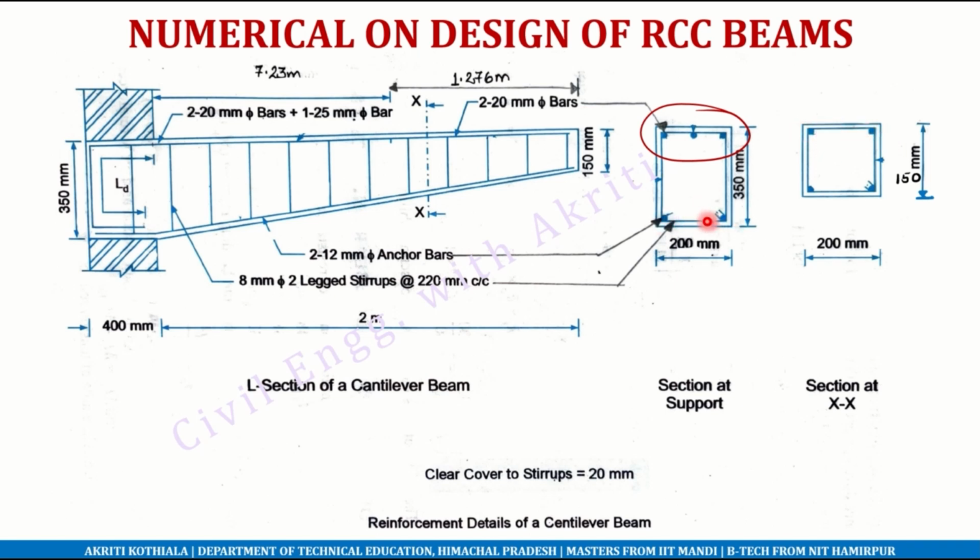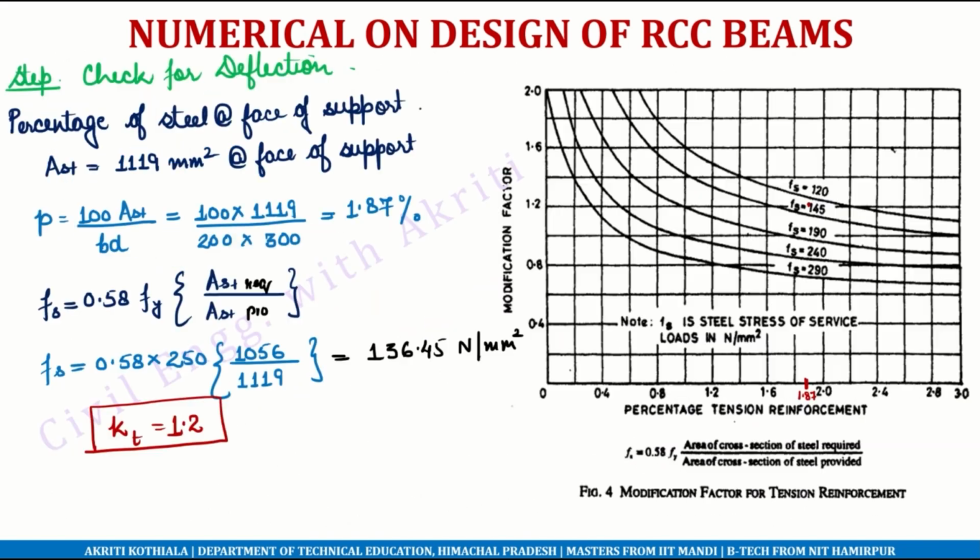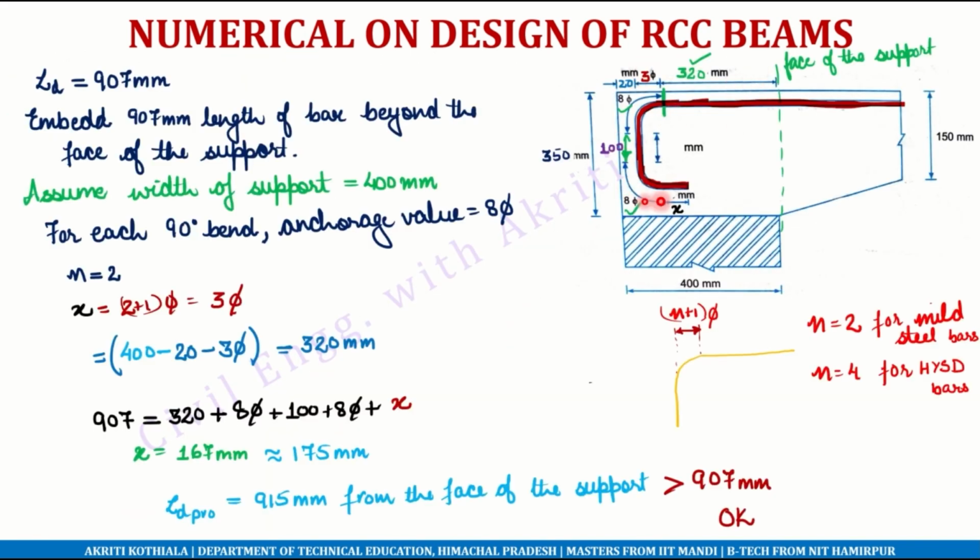2 anchor bars of 12 mm are provided at the base on the compression face. In the L section, we can see that the beam is tapering, and at a distance of 1.276 mm, we have cut off this bar. This particular symbol, which is shown, means that the bar has been cut off. We can also see the LD that has been provided. The detailing of the LD we have discussed in detail here.